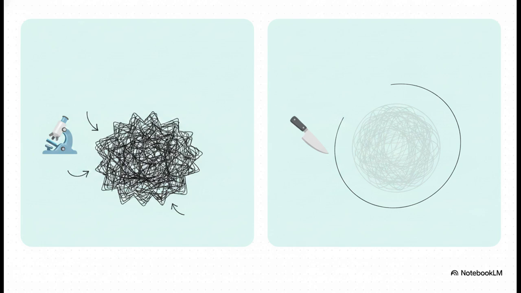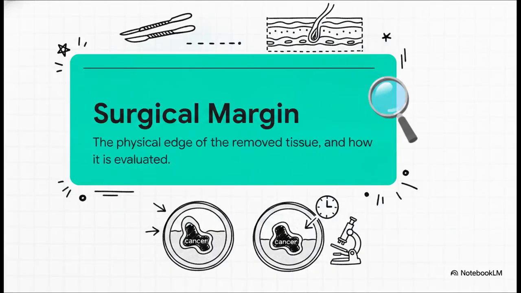But why? Let's dive into this by translating a little bit of clinical jargon. Both operations obviously aim to remove skin cancer, but the absolute most important difference isn't the shape of the incision or how fancy the name sounds. It's literally all about the surgical margin. The margin is just the physical edge of the removed tissue. The fundamental difference between Mohs and standard excision is simply how and when that edge is evaluated by the doctor.